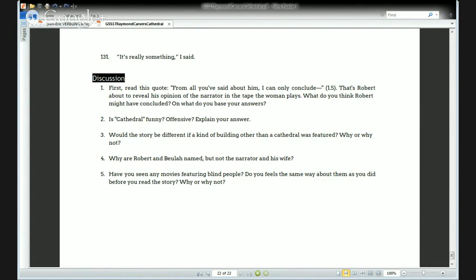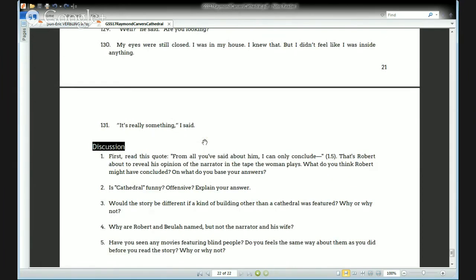No. Yes, he does. That's what I'm trying to say. That line doesn't make sense unless you realize that Robert thinks the narrator is looking at his work, right? Robert thinks that. But the man is not looking at his work.